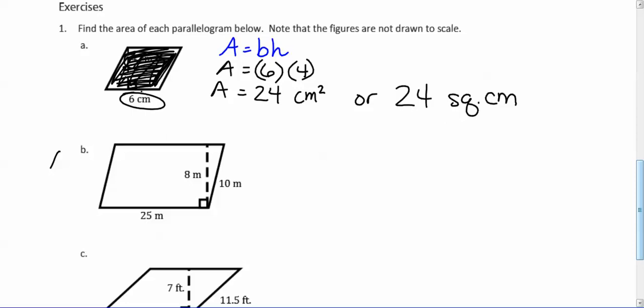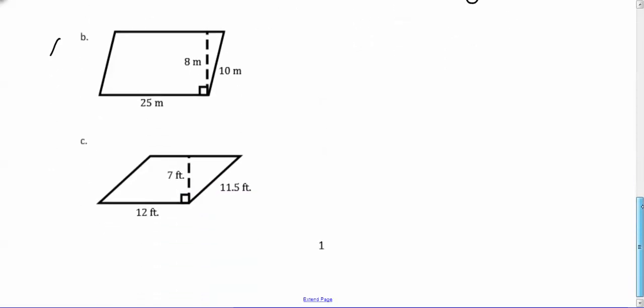All right. So they're kind of making it a little tiny bit more challenging. They have two numbers here. So we know the area of a parallelogram is base times height. What is our base? Paula? 25. Very good. So we're going to plug in 25.